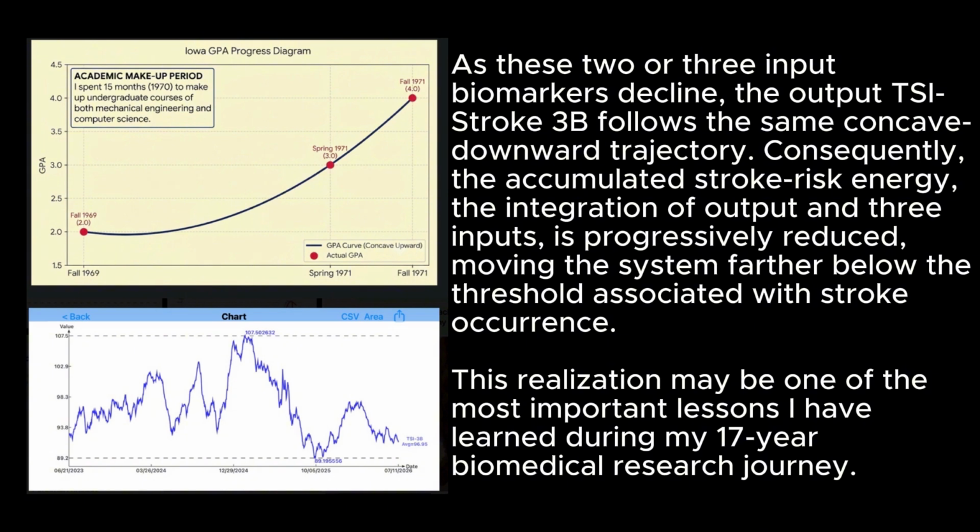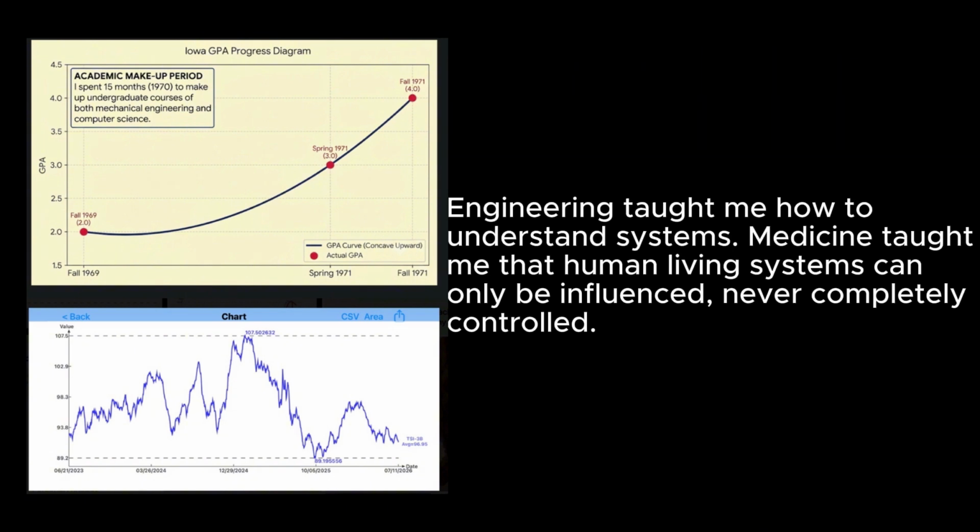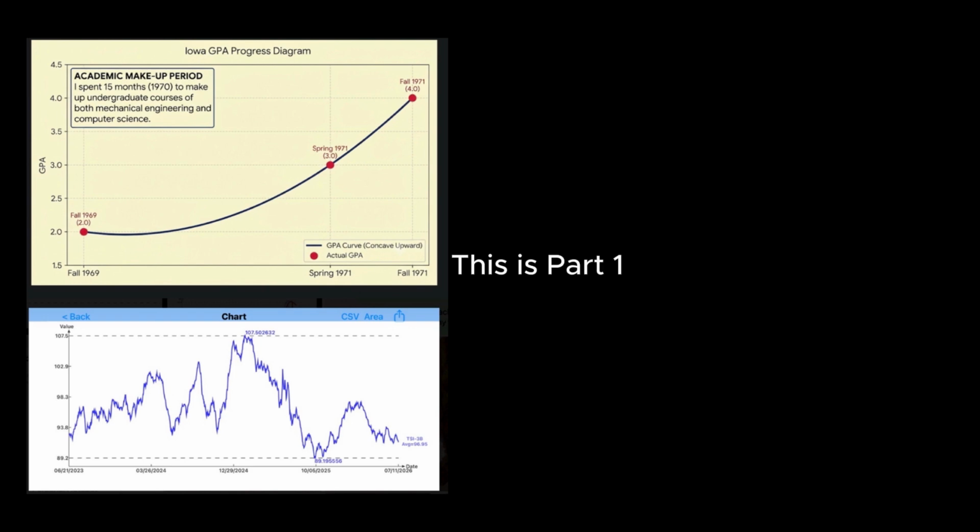Consequently, the accumulated stroke risk energy, the integration of output and 3 inputs, is progressively reduced, moving the system farther below that threshold associated with stroke occurrence. This realization may be one of the most important lessons I have learned during my 17-year biomedical research journey. Engineering taught me how to understand systems. Medicine taught me that human living systems can only be influenced, never completely controlled. This is part 1.